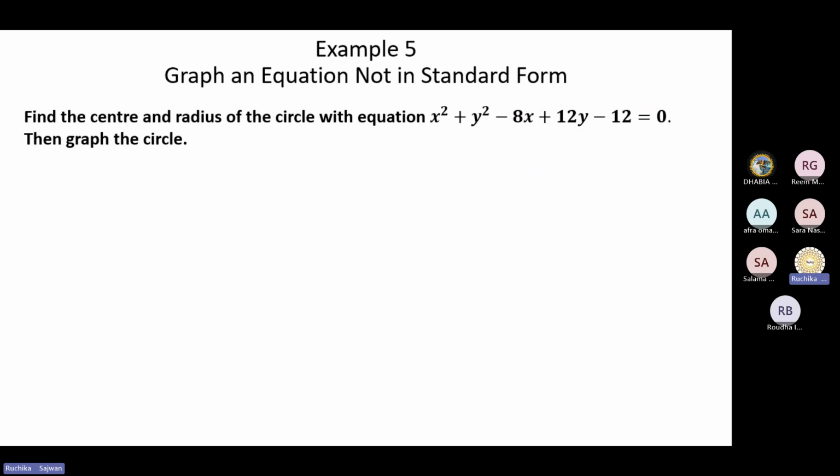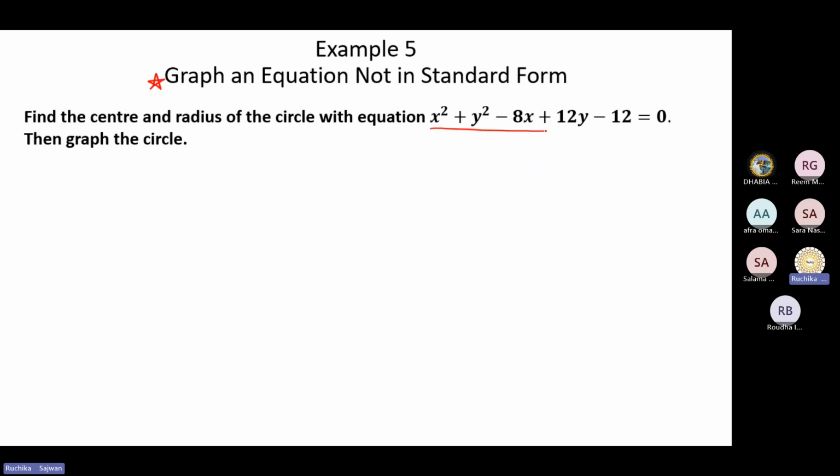Now, what if we have a circle which is not in standard form? How do we solve that? For that, we will be using the method that we use for parabola also, completing the square. This is a very, very important question. I think a similar question will come for your ministry exam. So please pay attention when I solve this one.